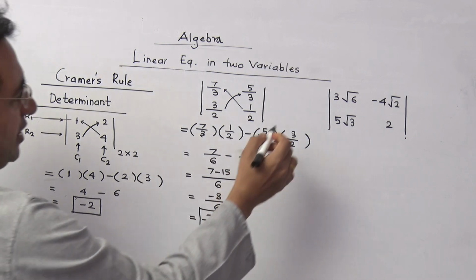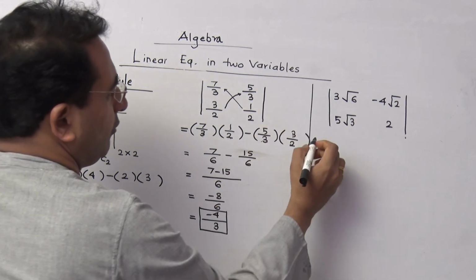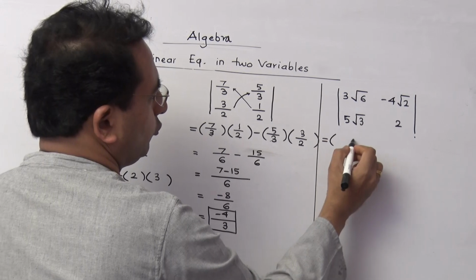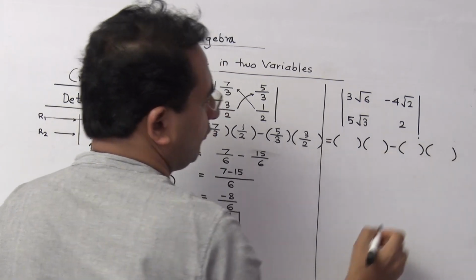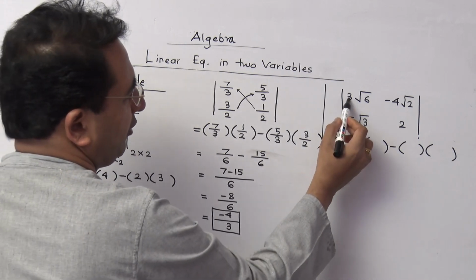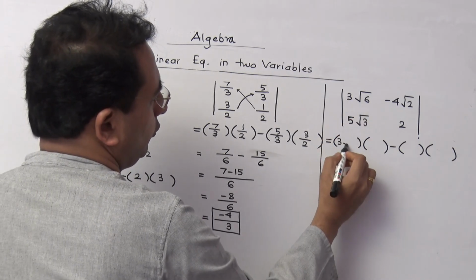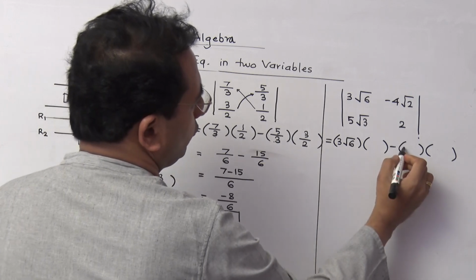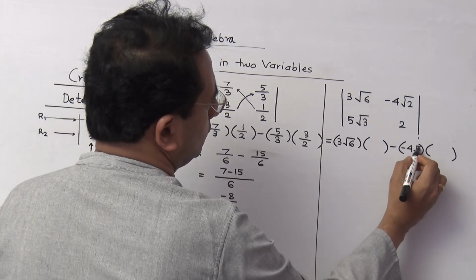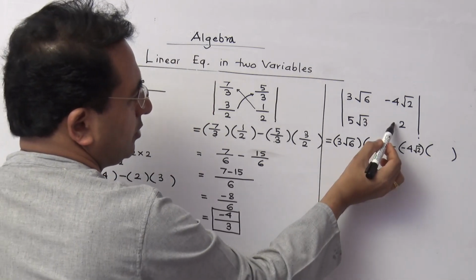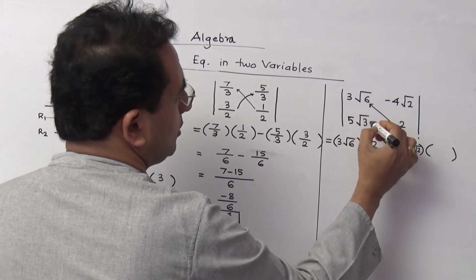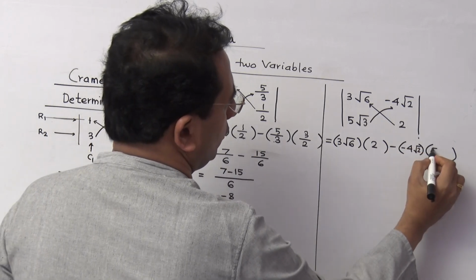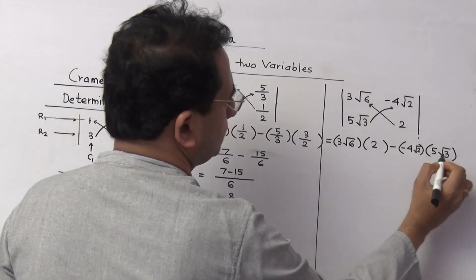Again the procedure is the same for this. Whenever you are solving the determinant, we are supposed to put brackets here. 1, 2, minus 3, 4. There are 4 brackets. I think we need to write the numbers here. It is 3 root 6. Then it is going to be minus 4 root 2. Then this number we have to take crosswise up. That is going to be 2. This number we have to take along with this. That is going to be 5 root 3.